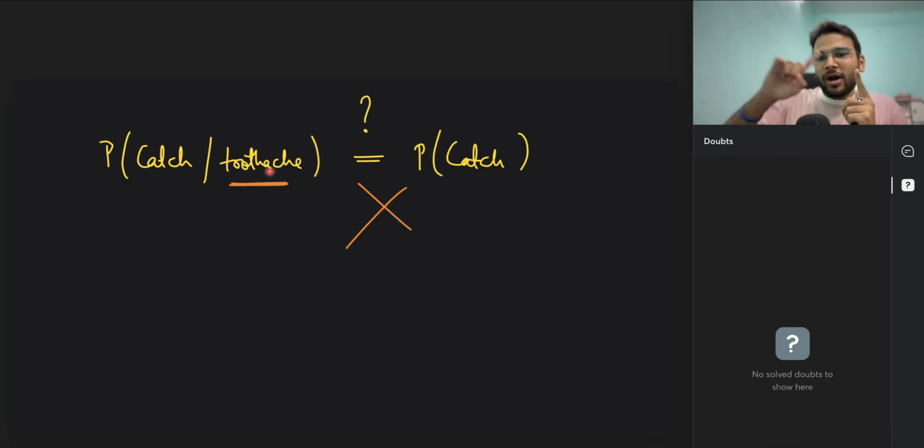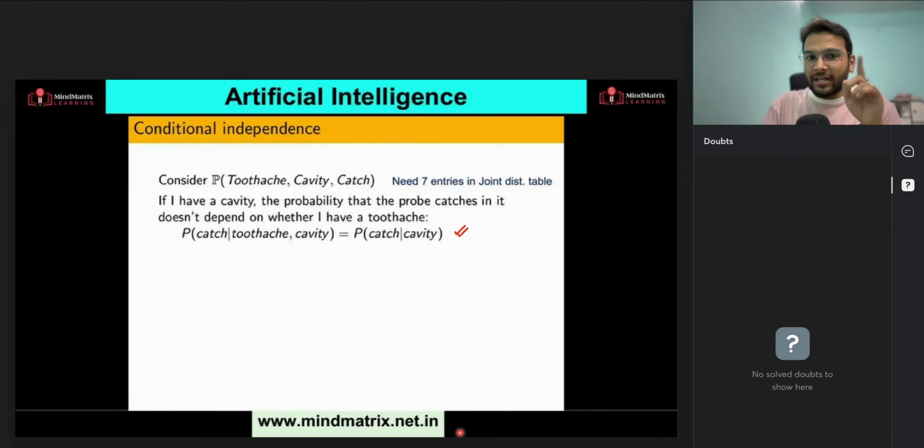So now, are you able to understand that directly it is not dependent, but somehow it is influencing. Toothache is influencing the probability of cavity, and probability of cavity is influencing probability of catch. That is the reason why we cannot write like this. This is incorrect. But here it is correct. Why? Because it is given to us already that cavity is there. Now I don't need whether toothache is there or not, right? We can find the probability of catch. Is this concept clear to you?